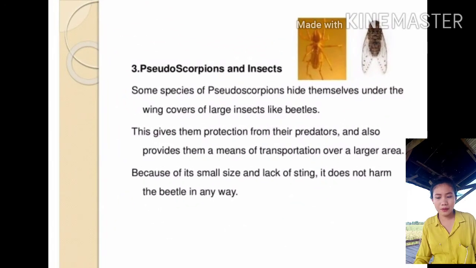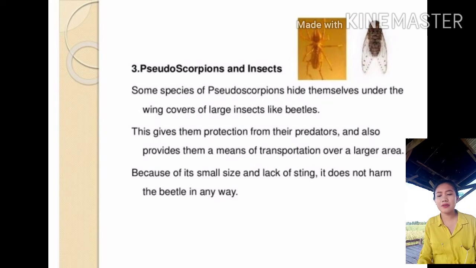The third example, we have the pseudoscorpions and insects. Have you seen a pseudoscorpions? Insects. Okay. Some species of pseudoscorpions hide themselves under the wing covers of large insects like beetles. So the insect here is the beetle. And under the wing cover of that beetle, it has pseudoscorpions. Actually, it's so small that it can really hide on the wings of that insect.